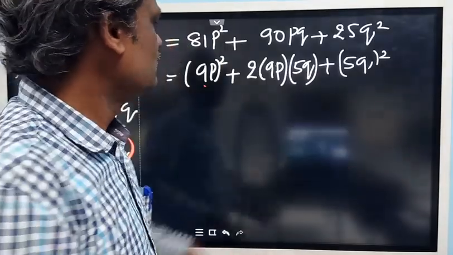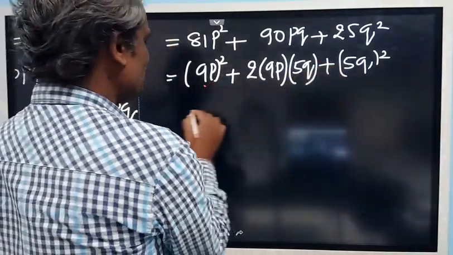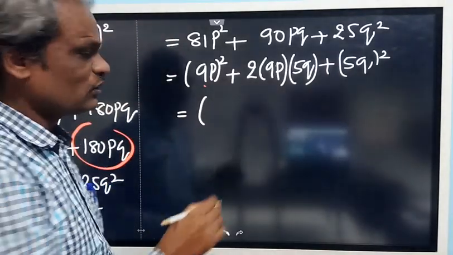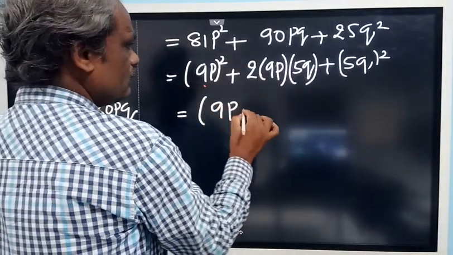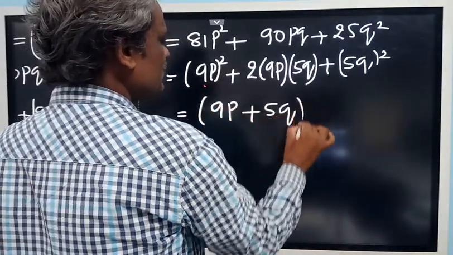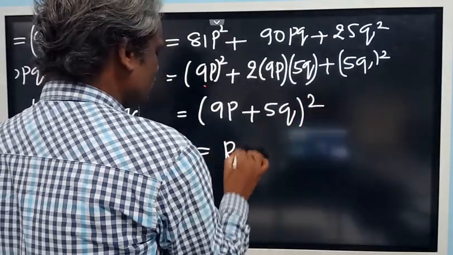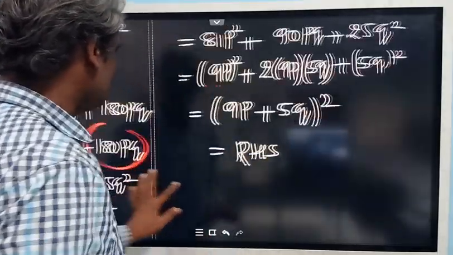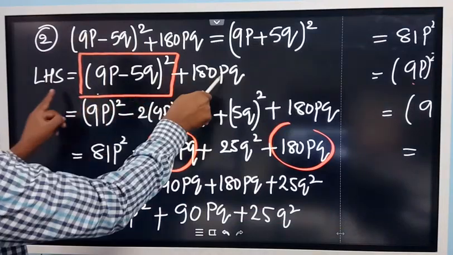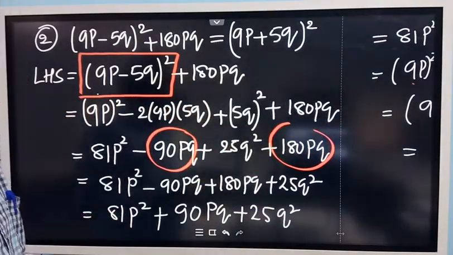So now this expression is in the form of the formula. What is the formula? A square plus 2ab plus b square. It is a plus b whole square. So 9p plus 5q the whole square. So this is the right hand side of this given question. So we took the left hand side and reached the right hand side. So therefore these two are equal here.